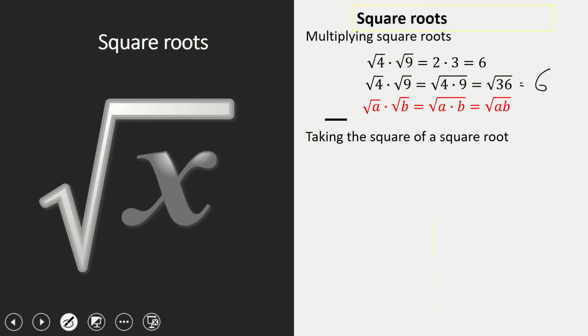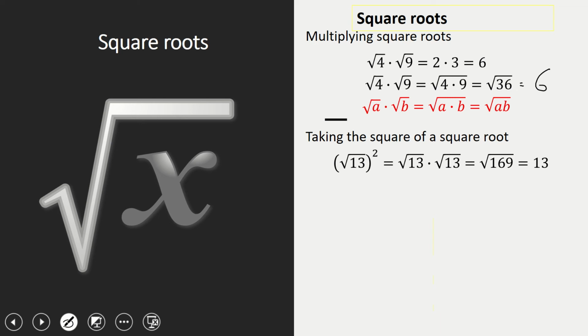But what about taking the square of a square root? When we have the square root of 13 squared, we know that we need to multiply the square root by itself. So we get the square root of 13 times the square root of 13, which is the square root of 169, which is equal to 13.